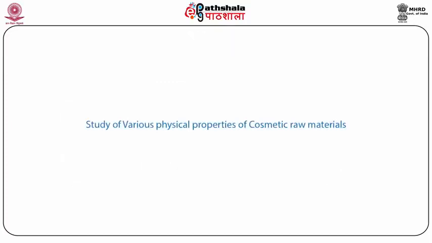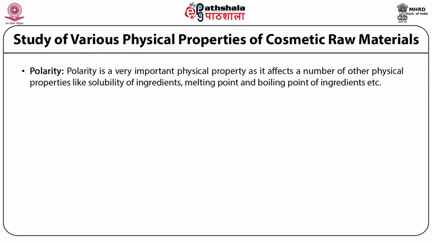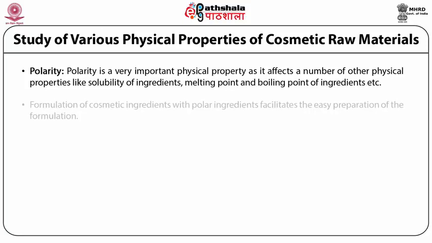Study of the various physical properties of cosmetic raw materials is also essential during the formulation of cosmetic products. The first physical property is polarity. Polarity is a very important physical property as it affects a number of other physical properties like solubility of ingredients, melting point and boiling point of ingredients. Based on the interatomic bonds, a compound can be ionic, polar or non-polar. Formulation of cosmetic ingredients with polar ingredients facilitates the easy preparation of the formulation.